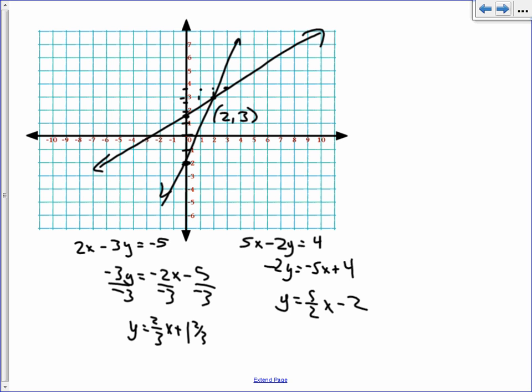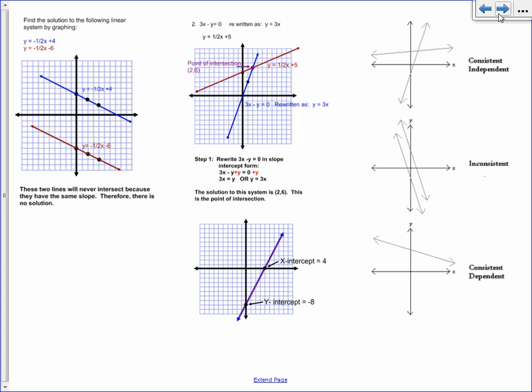All right, the next question deals with the types. Remember, there's 3 types of systems. The 3 types of system are an independent system where the lines cross, an inconsistent system where the lines don't cross, and a dependent system where the lines are on top of each other.